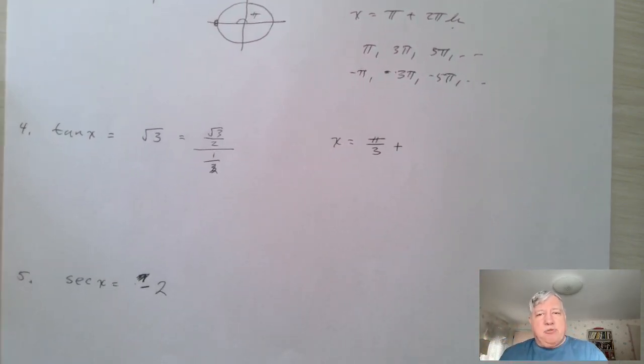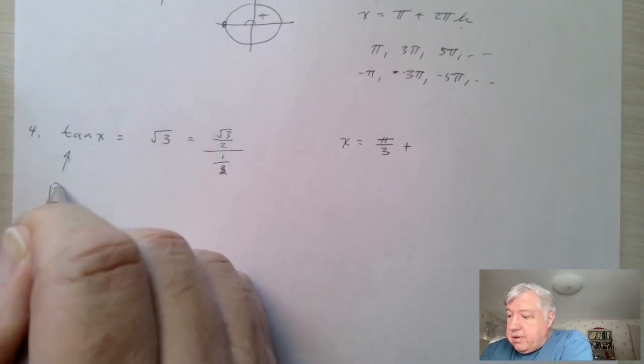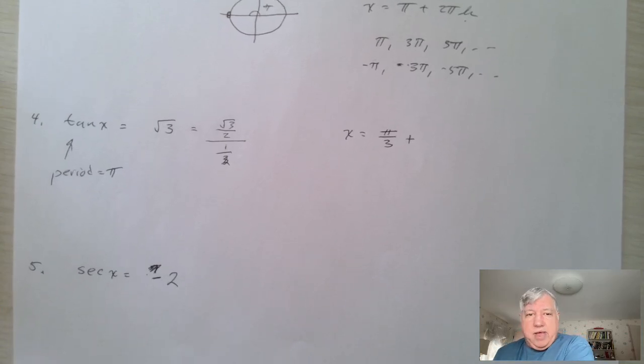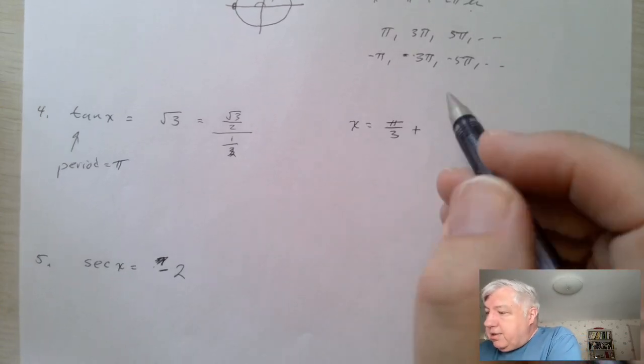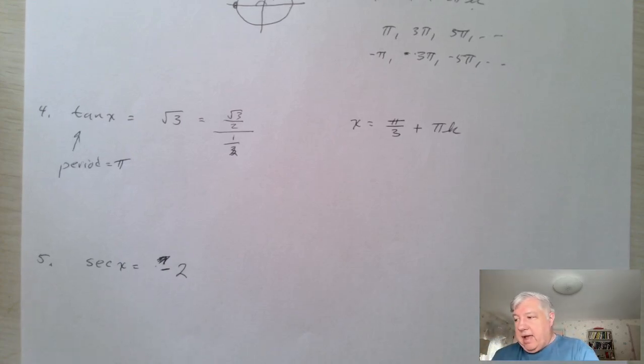But we don't have 2 pi k, because what's the period? Remember, the period is pi. Remember that from looking at the graphs and so on. So we can add any multiple of pi onto this. And that's going to be the only solution from negative pi over 2 to pi over 2, and that's it.